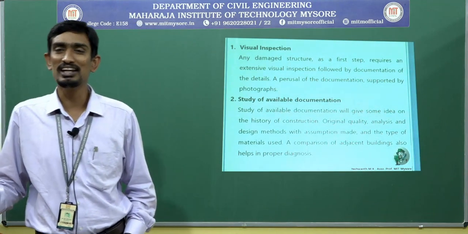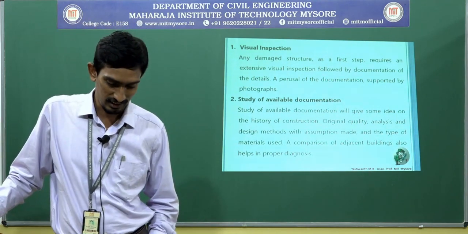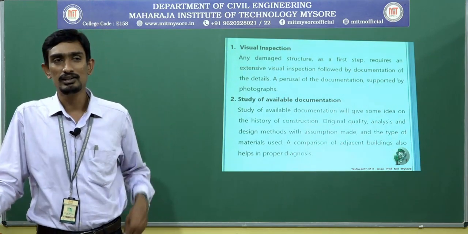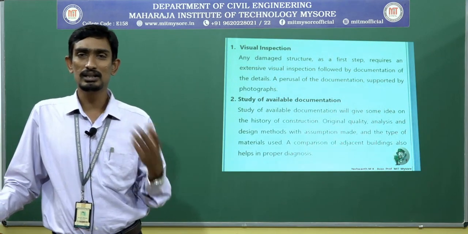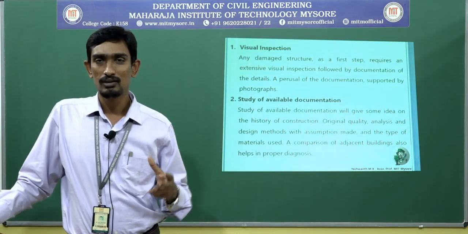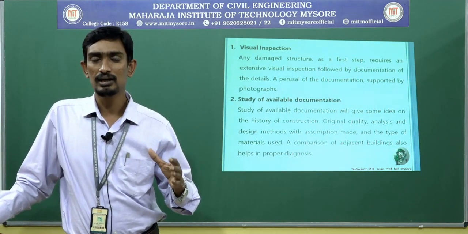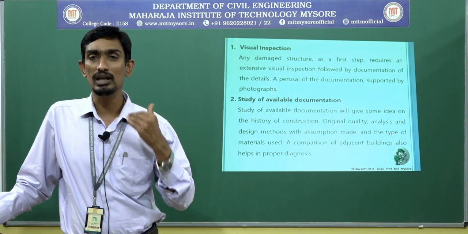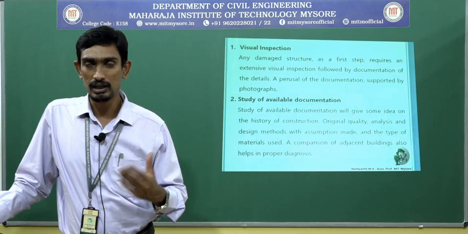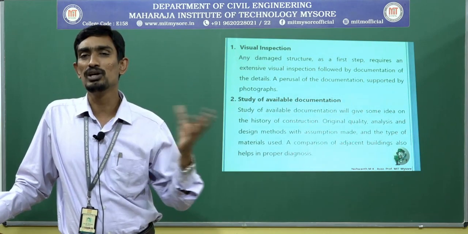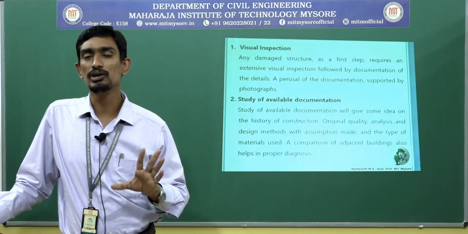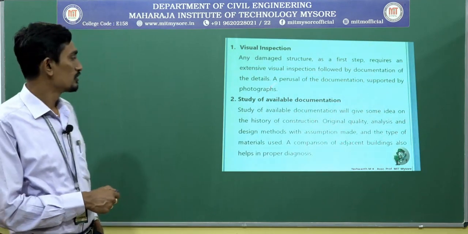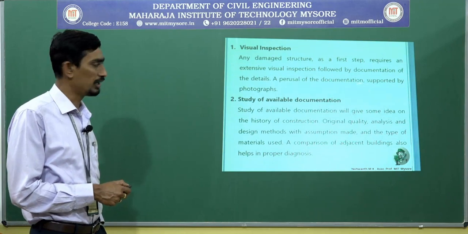I've been told in this particular session that this is something like a murder that has happened. Whatever murder has happened, the way the police inspector or the CBI investigator investigates the things, the same thing I am going to do here also. Is it clear? So next, study of available documentation.